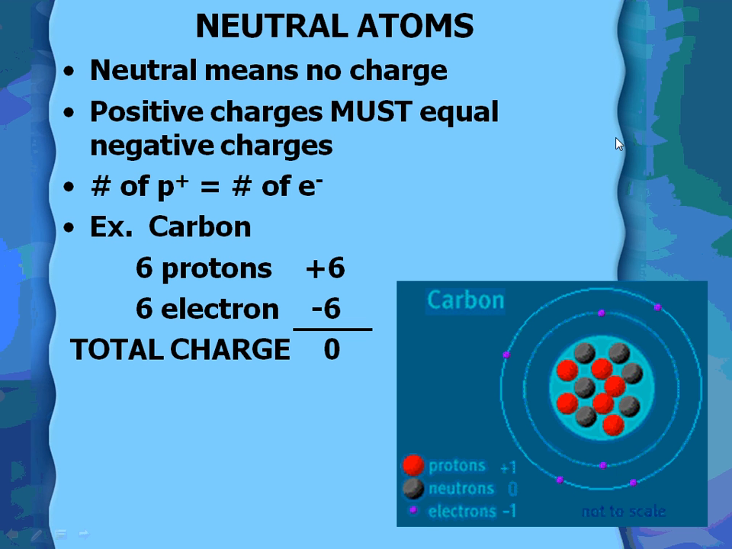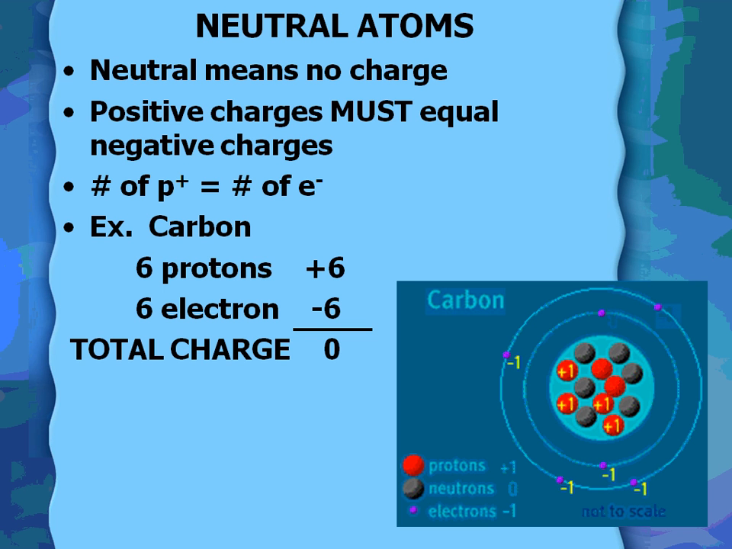Overall, atoms are electrically what? Neutral, right? They're going to have the same number of protons as they have electrons. We were talking about that yesterday? Yes, sir. Okay, so if an atom has 6 protons, like your little carbon example right here, it's going to have 6 electrons. It's equal.